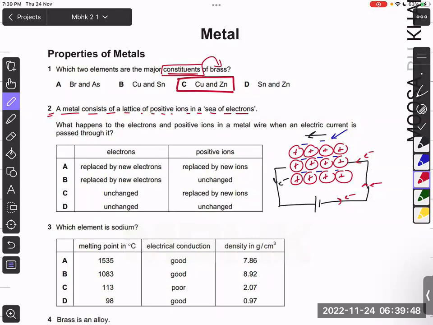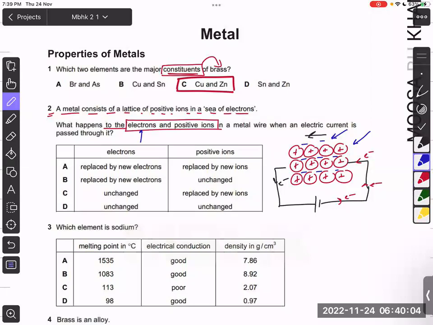Whenever any metal conducts electricity, what happens to the electrons and positive ions? Positive ions, what are they? These are metal positive ions. Metal positive ions, they stay in their position. They are not moving. However, the electrons are moving.